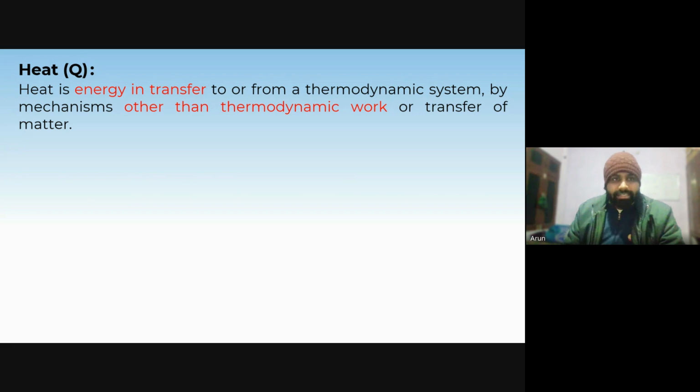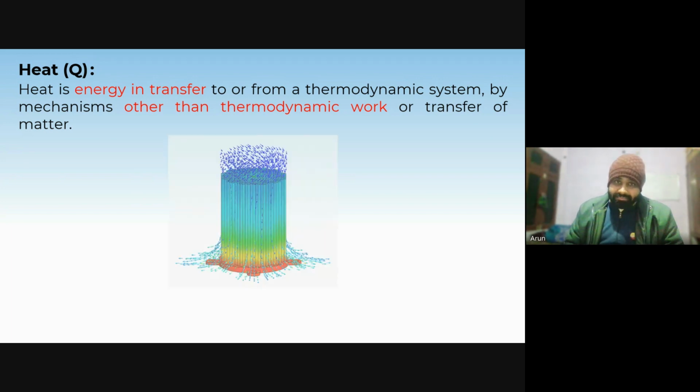So heat is the energy in transfer to or from a thermodynamic system. Either we are gaining heat or we are losing heat. But it only appears when energy is in transfer, by a mechanism other than thermodynamic work or transfer of matter. Transfer of matter means we have LPG gas, we burn it, and we are transferring the matter, that LPG, and burning it. So that is the heat energy we are getting.